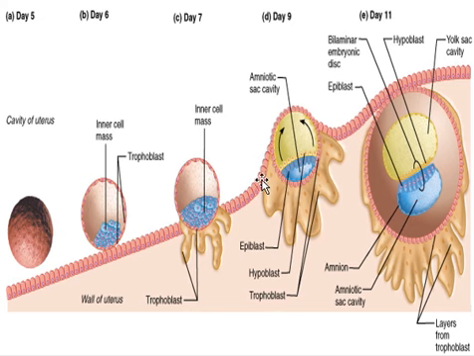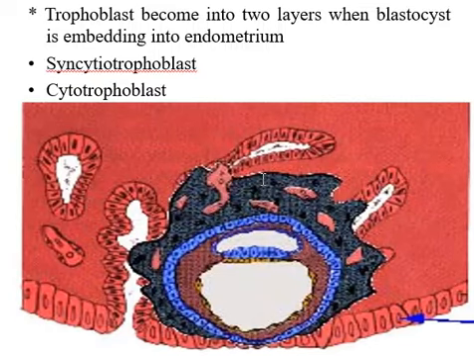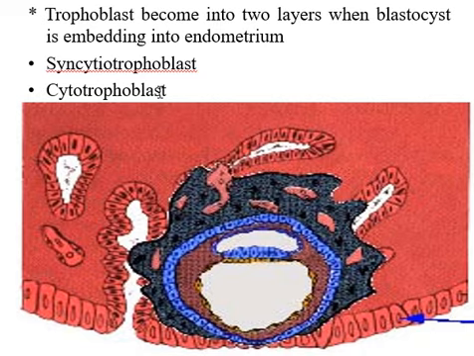endometrium during implantation. So proteolytic enzymes produced by the syncytiotrophoblast are present at the implantation site and involved in this process. So this trophoblast, as I have described earlier, has two parts: the syncytiotrophoblast, the multinucleated outer layer, and the cytotrophoblastic cells, the mononucleated inner layer.